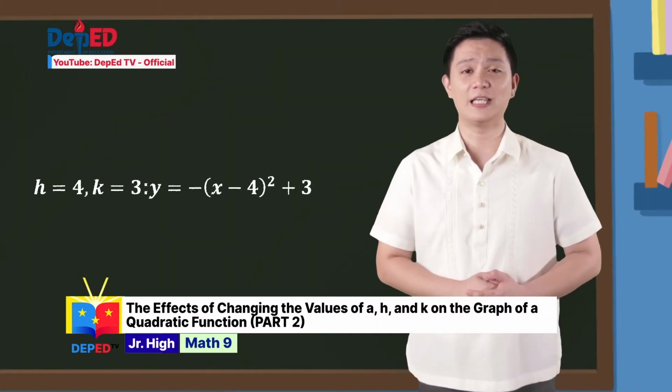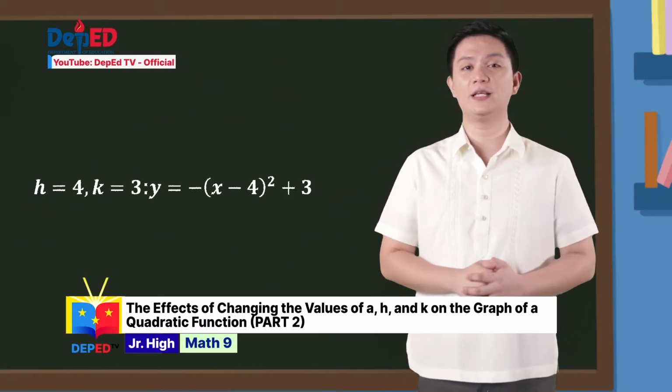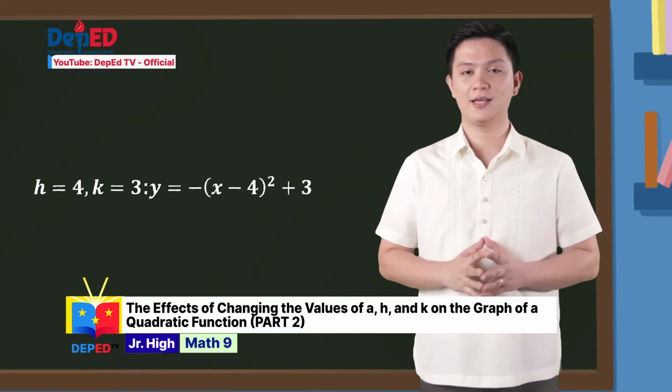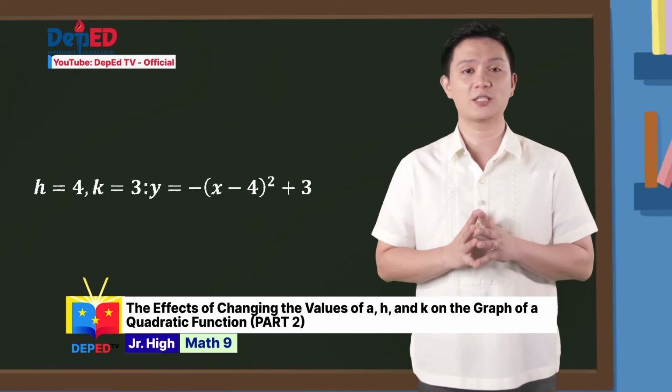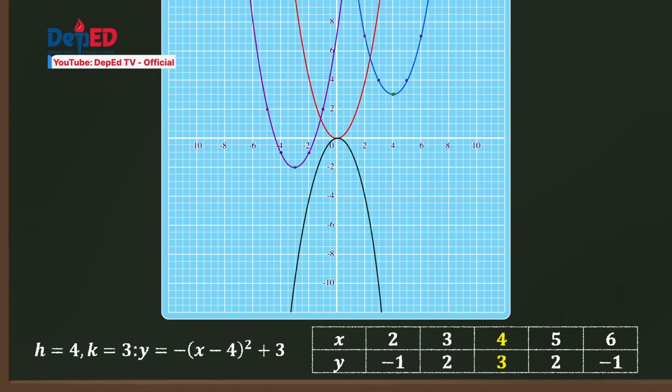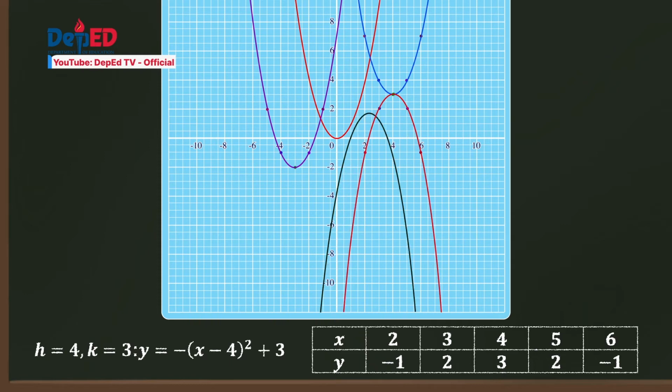When h is equal to 4 and k is equal to 3, the equation becomes y equals the negative of the square of the binomial x minus 4 plus 3. Aside from the vertex (4, 3), the following points are also on the curve: (2, -1), (3, 2), (5, 2), and (6, -1). This curve is the same curve that represents the reference function y equals the negative of x squared, but it's just shifted 4 units to the right and 3 units upward.